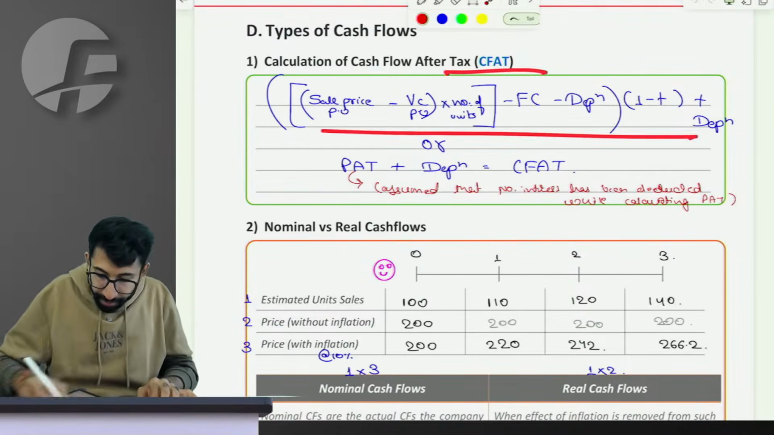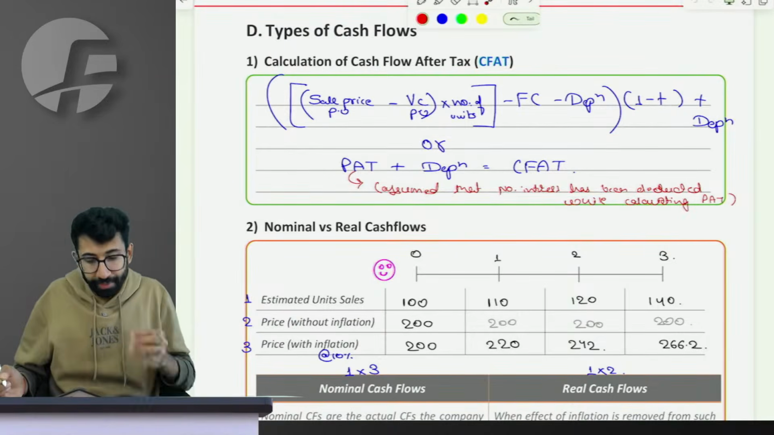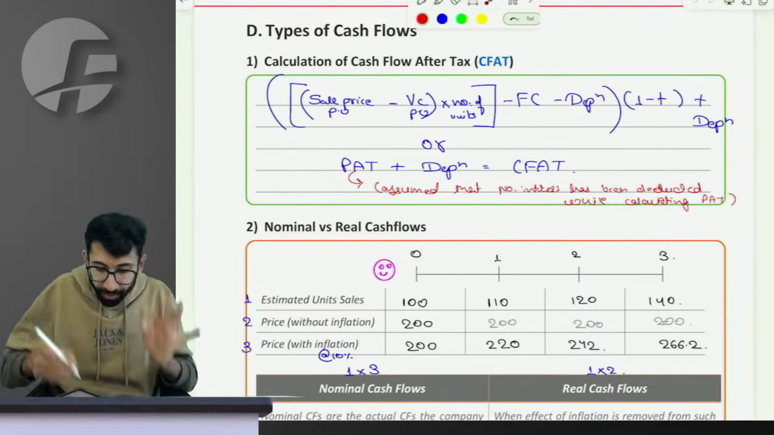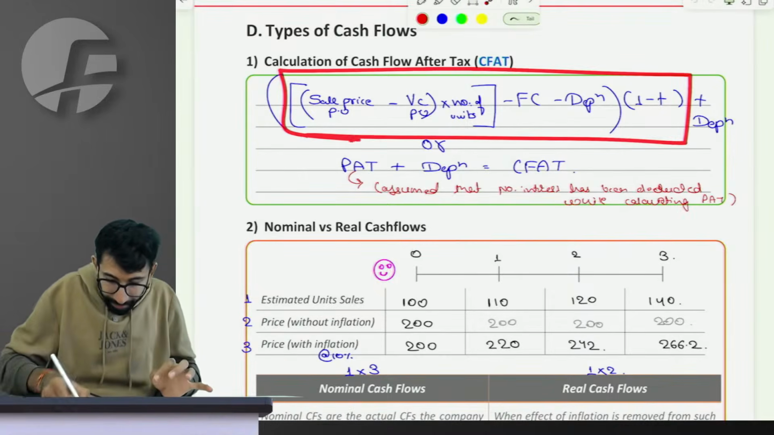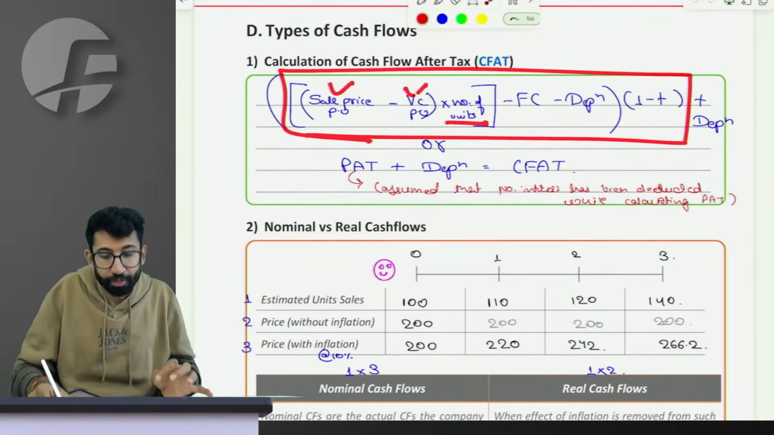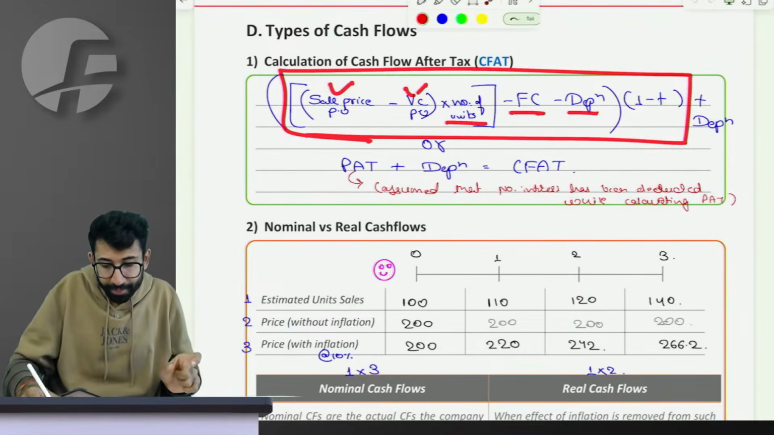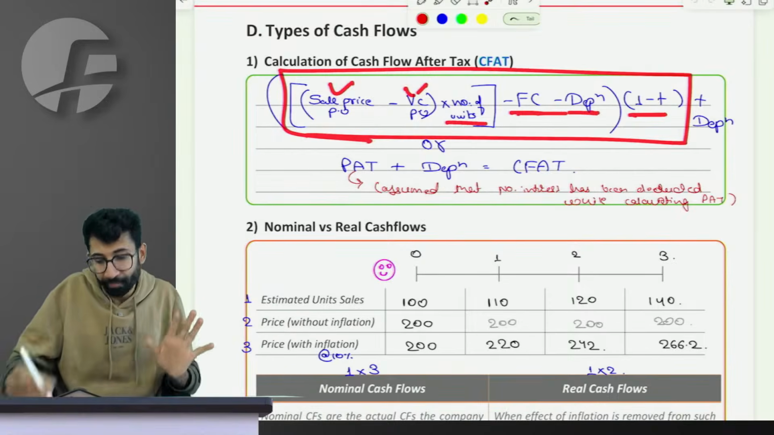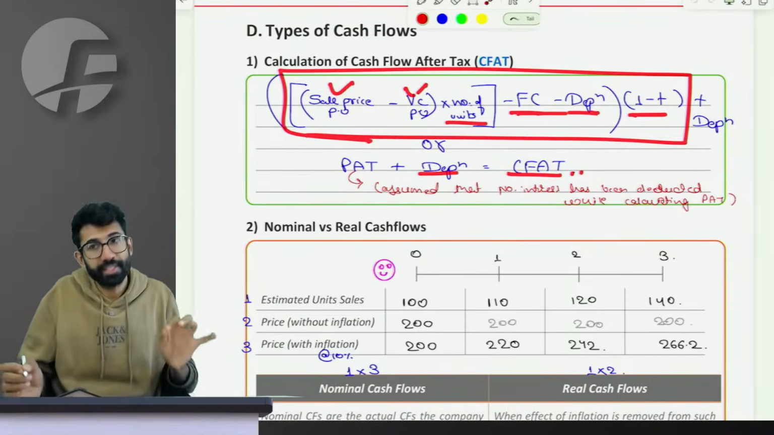Calculation of CFAT, we are now clear with that. We have PAT, and adding depreciation to the PAT gives me CFAT. How do you calculate PAT is really easy. Sales price minus variable cost, times number of units gives me total contribution, minus depreciation and fixed cost gives me PBT, minus tax gives me PAT. Adding depreciation will give me CFAT.